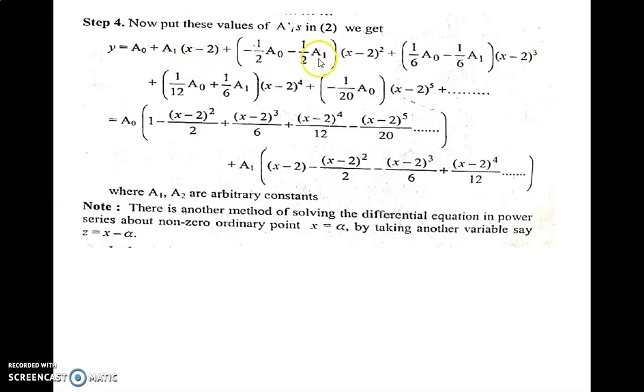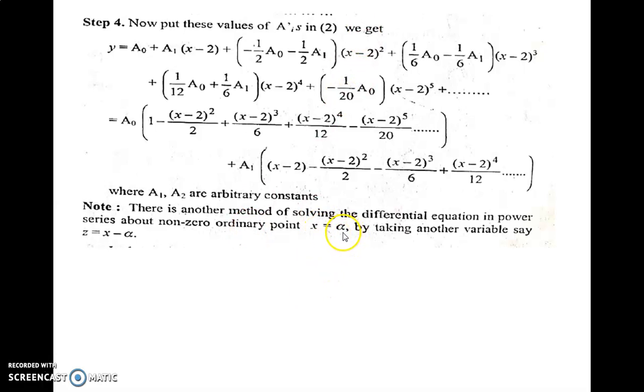You will get a1 t, a2 t square. It is easy because it becomes the same as 0 as an ordinary point. In the last you just have to put back the value of t, or the value of z. If you take x minus 2 equals t or x minus 2 equals z, then it will become the question of 0 as an ordinary point. But you can do it as well. This is a note that you can do it in this way also.